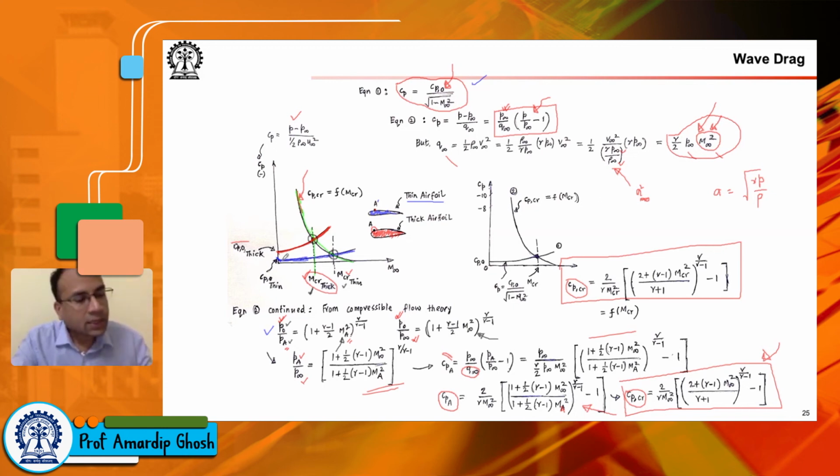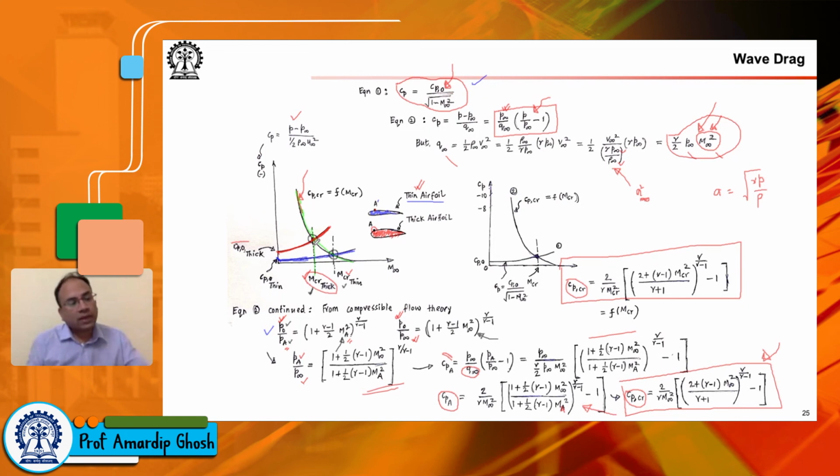So that's the idea. In fact, sometimes, as I said in the previous slide, to have this large M critical, it is advisable to use thin airfoils, and this slide kind of describes why. So thick airfoils have low critical Mach numbers. Thin airfoils have larger critical Mach numbers.